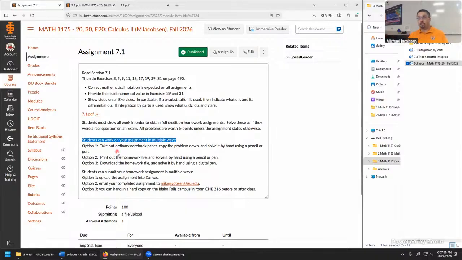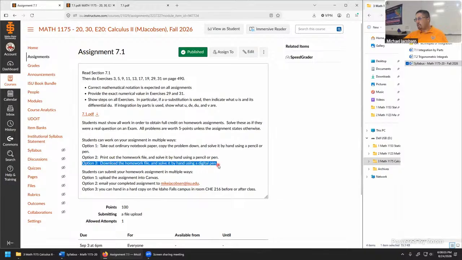One is, if you want to go really traditional, just take ordinary lined notebook paper, put down the section, problem number 3, solve it, problem number 5, solve it, show the step-by-step solutions, and so on. If that's convenient to you, you could just print out these files and then just solve it on paper with a pen or pencil. Pen for the brave. Usually I'm using pencil when I'm learning something new.